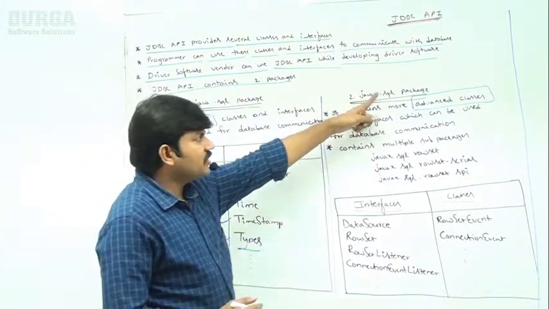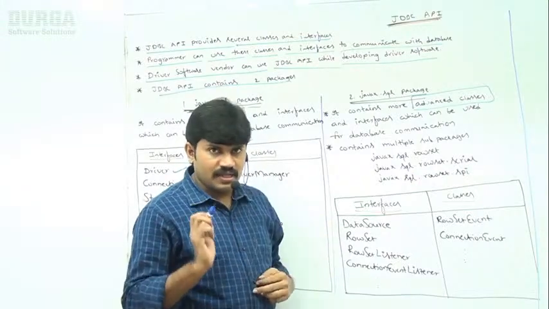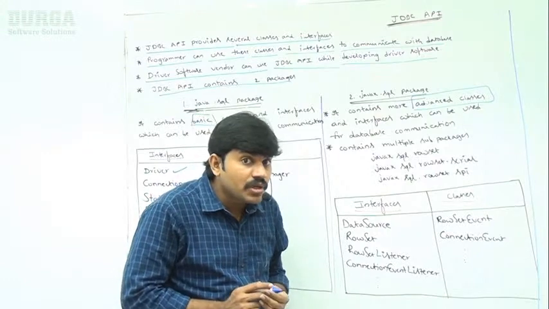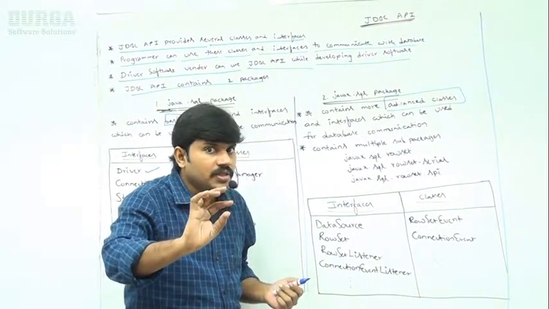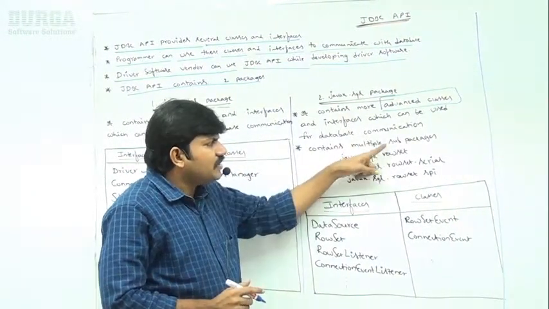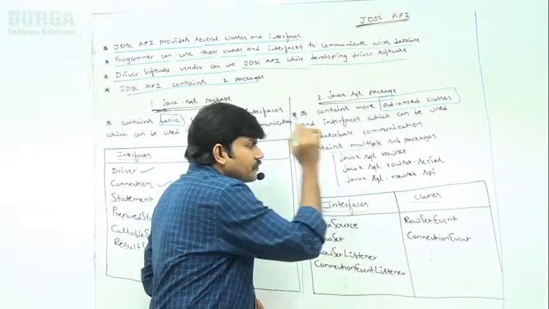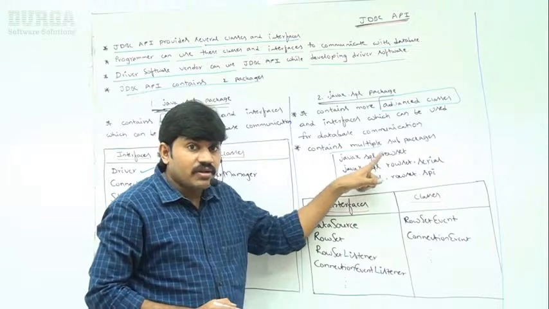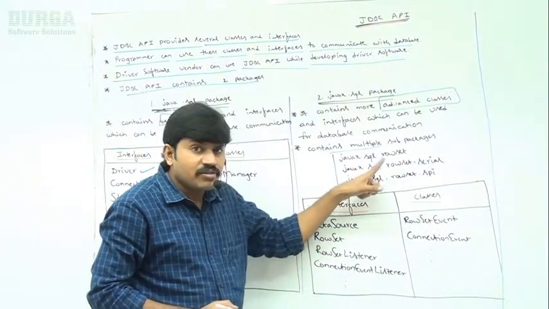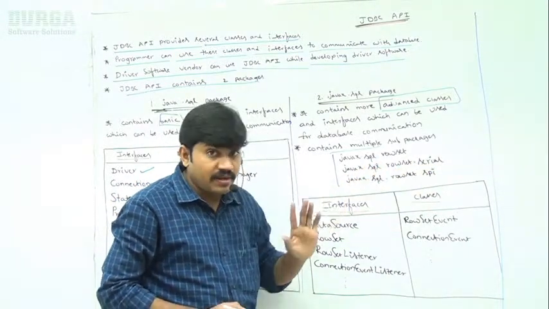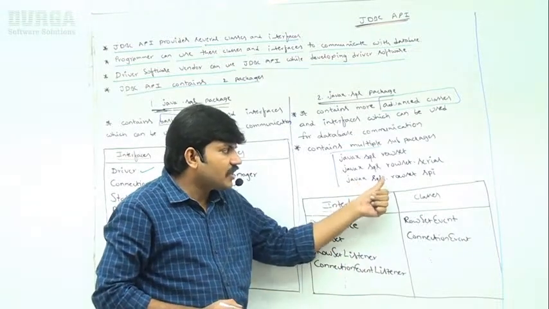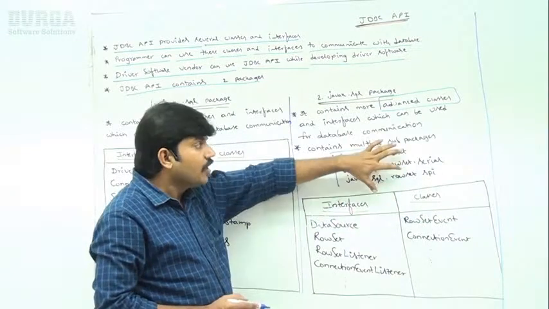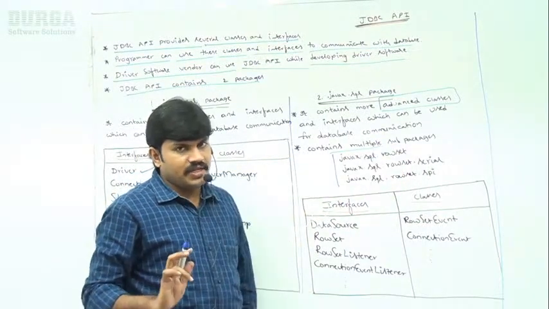But what about the javax.sql package? It contains several advanced classes and interfaces which can be used for database communication. It contains multiple sub packages also, which I covered already: javax.sql.rowset, javax.sql.rowset.serial for serialization purpose, javax.sql.rowset.spi for synchronization purpose. Remember, multiple sub packages are also available.